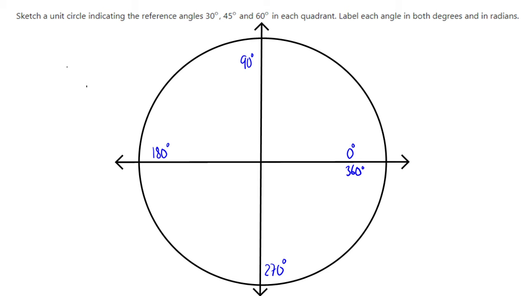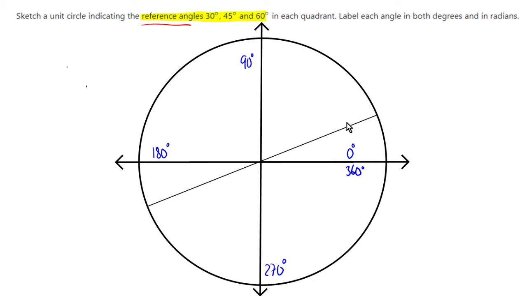Then they want us to add their reference angles 30, 45, and 60 degrees in each quadrant. So remember that a reference angle is the angle from the horizontal axis, from the x-axis, either going up or going down. So that means that we'll have to eyeball it here. So something like that. That will be 30 degrees.